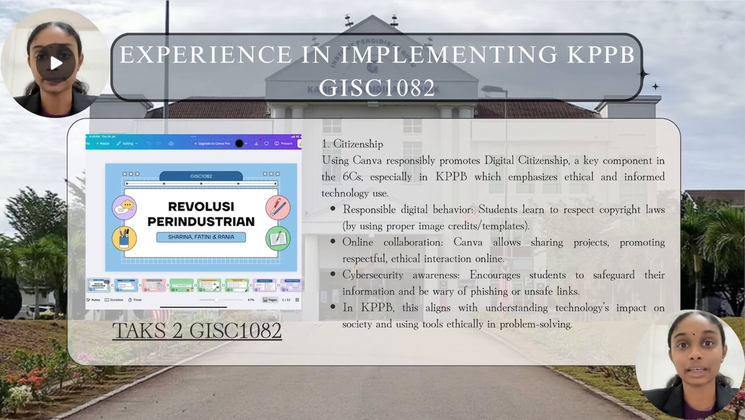Next will be cybersecurity awareness. It encourages students to safeguard their information and be wary of phishing or unsafe links. In the KPPB model, this element, which is citizenship, aligns with understanding technology's impact on society and the use of tools ethically in problem solving.